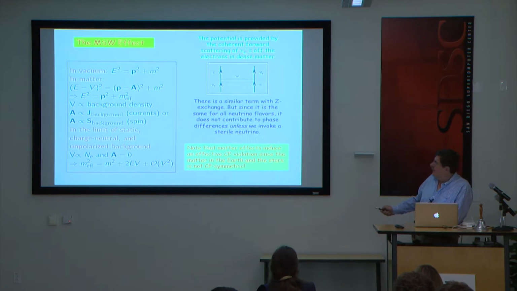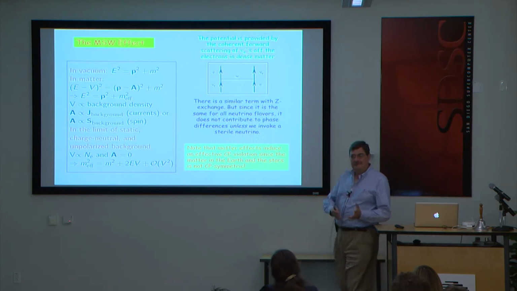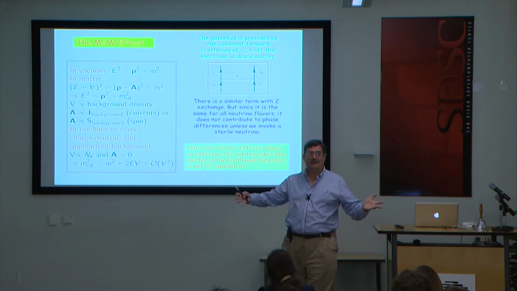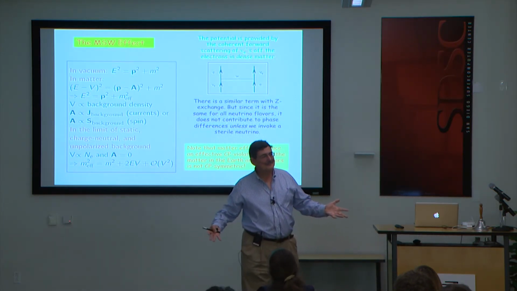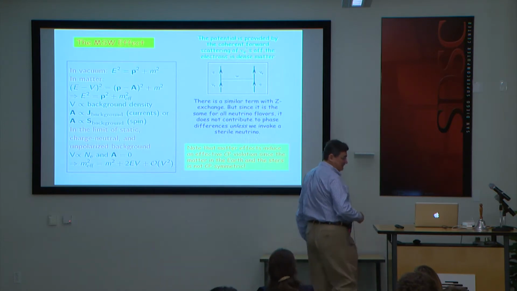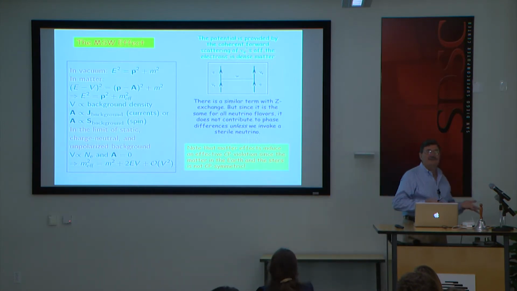Also, I should point out that the matter effects induce an effective CP violation, which is not surprising because the universe is CP broken. It's not CP symmetric, right? This room is not CP symmetric. I only see students. There are no anti-students here, right? So we are not CP symmetric. So matter effects violate CP.